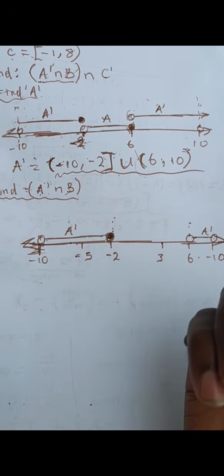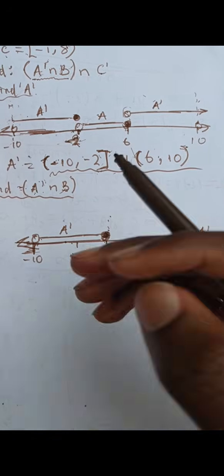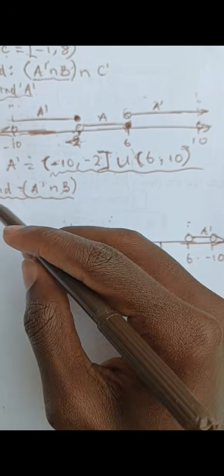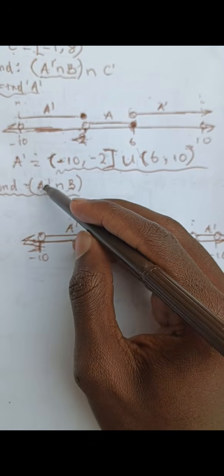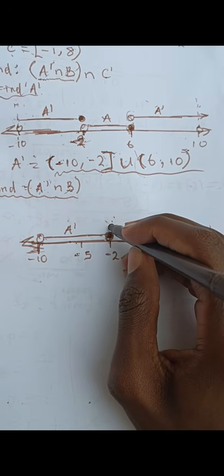Okay, now remember on this same number line, I also need to combine B, because we need to see the region. Intersection means we need to find the region where we can find values which are present in A complement and B complement. So we need to put them on the same number line.